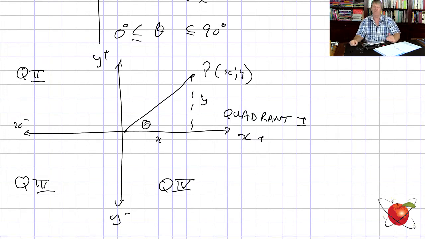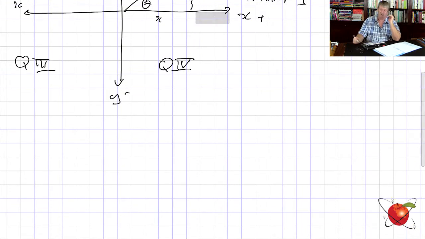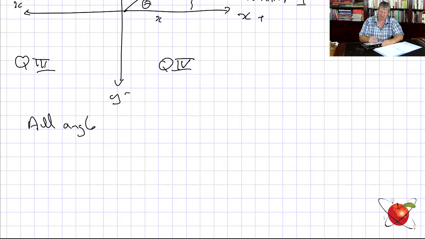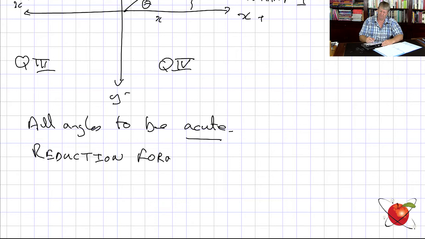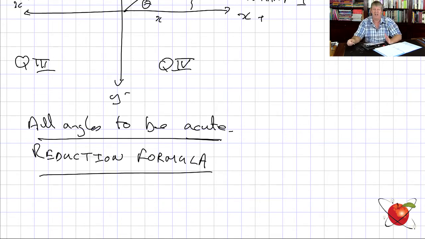Now, when we are doing trig, we're trying to get everything to be acute. Our target is for all angles to be acute. In order to do that, we're going to apply something called a reduction formula. Okay? Don't worry about it at this stage. We're going to reduce the angle to just having an acute angle.